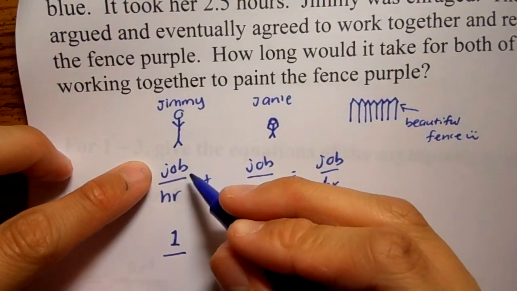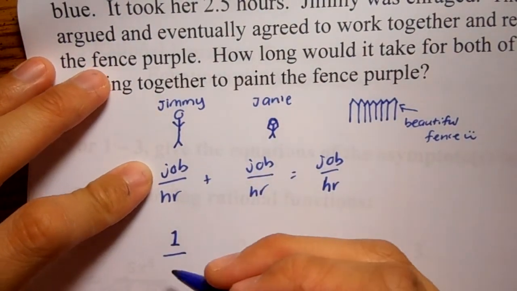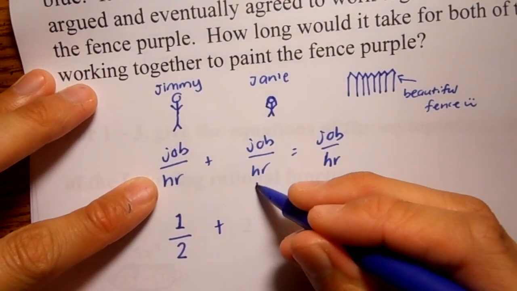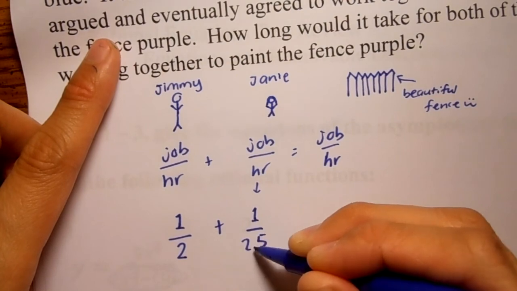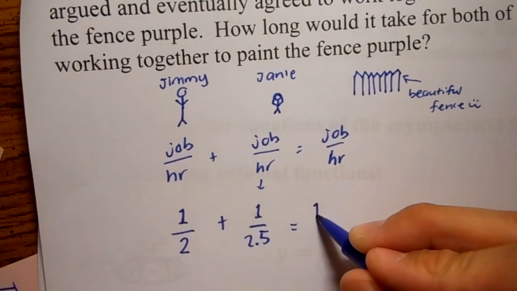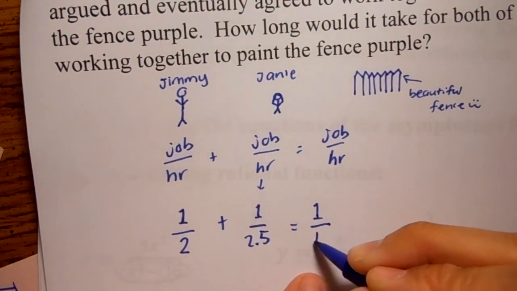How long did it take Jimmy to complete the fence? Well, it took him 2 hours. Okay, that was the first one. Bring this one down. I had one fence to paint, and it took me about two and a half hours. So working together is still one fence, but I don't know how long it'll take both of us.